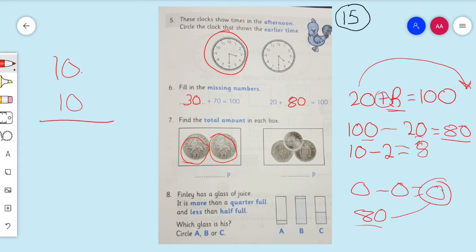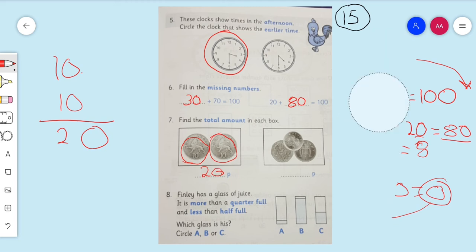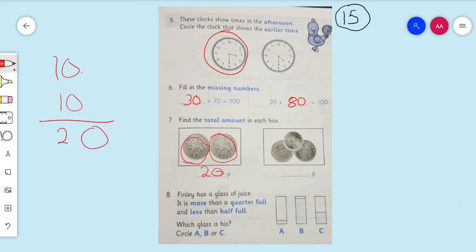10 plus 10, let's do the ones first. 0 plus 0 is 0. And 1 plus 1 is 2. So 10 plus 10 is 20, which means this is 20p. And the second one has a 5p, a 20p, and a 1p.